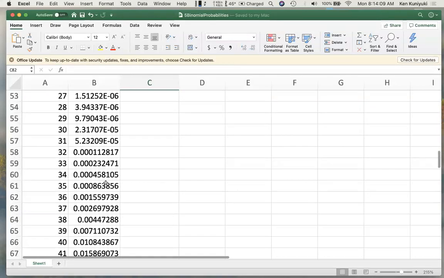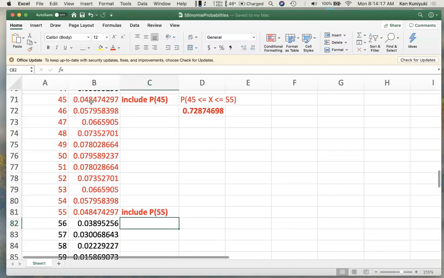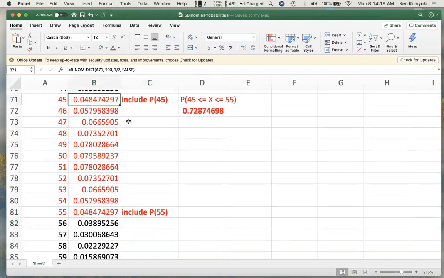But then we start to register really, especially in the 30s or so, numbers of heads. And this is what we want. Here's P of 45, which we include. It's about 5%. Here's P of 55, which we include. It's about 5%. Notice that even the most likely number of heads, 50 heads, is not even 8%.